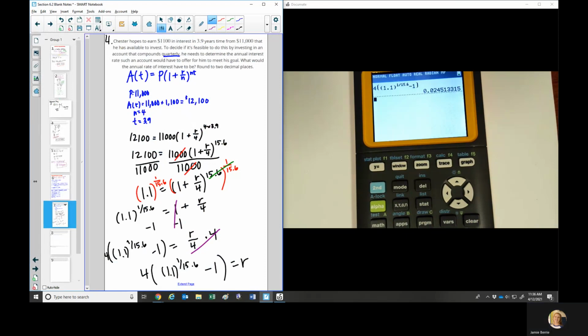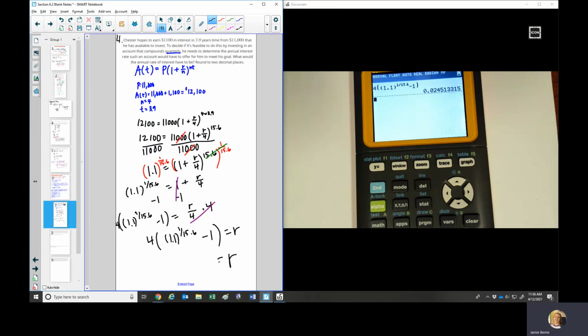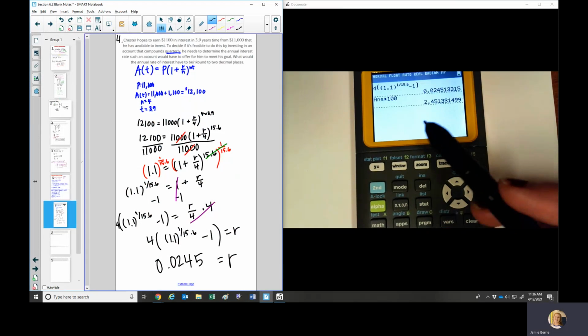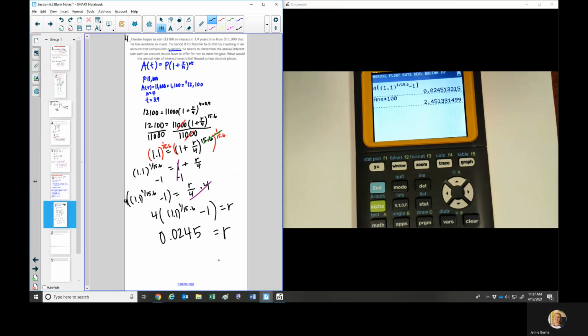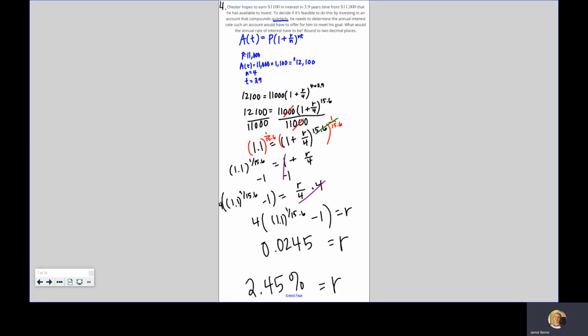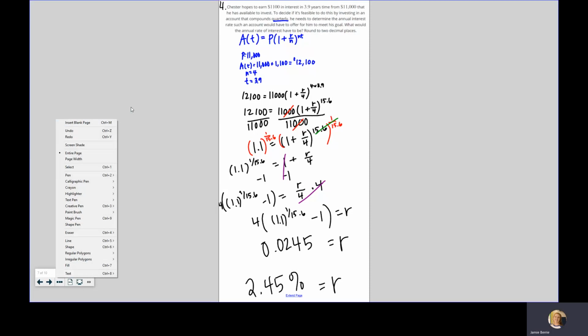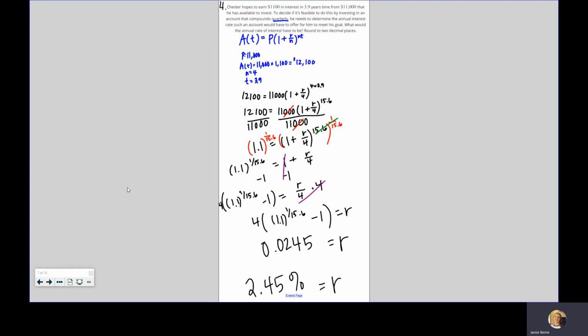Right, so we have 0.0245. We need to convert this to a percentage because right now it's in decimal form. If you are converting to a percentage, you just multiply it by 100. It says round to 2 decimal places, so that's 2.45. So r equals 2.45%. That's what he needs his interest rate to be to earn $1,100 in 3.9 years.